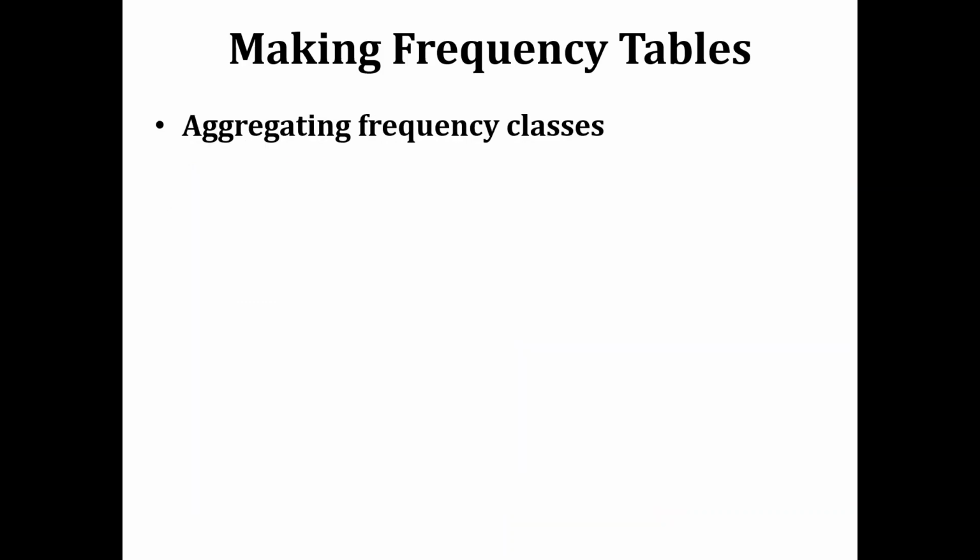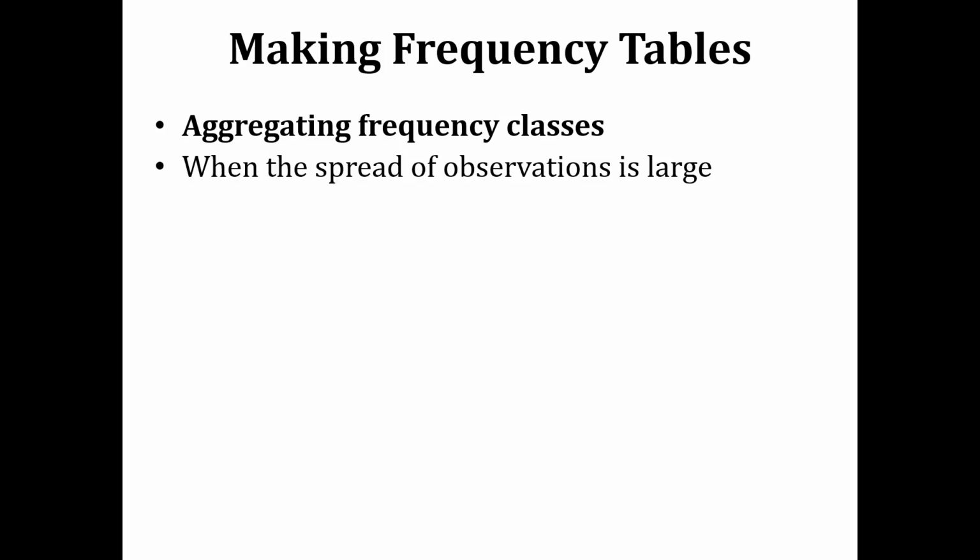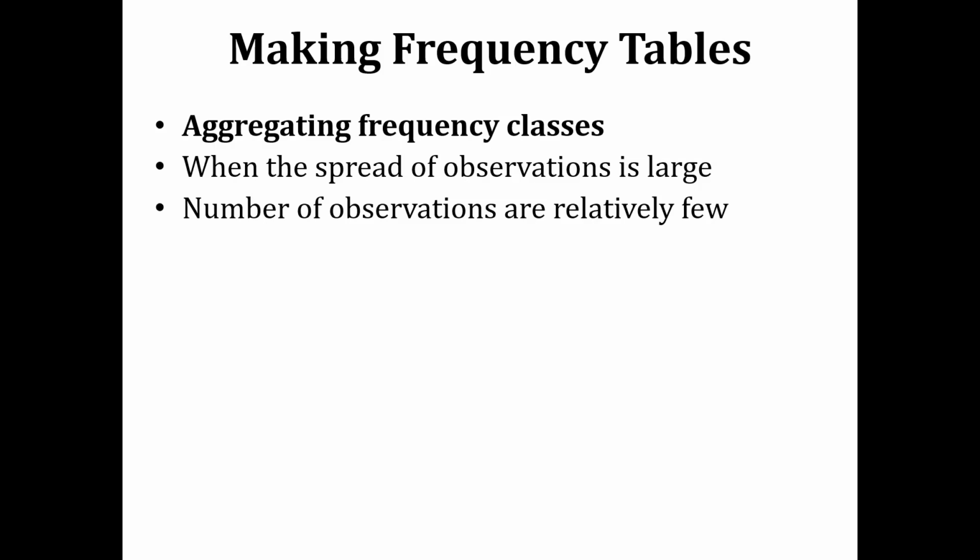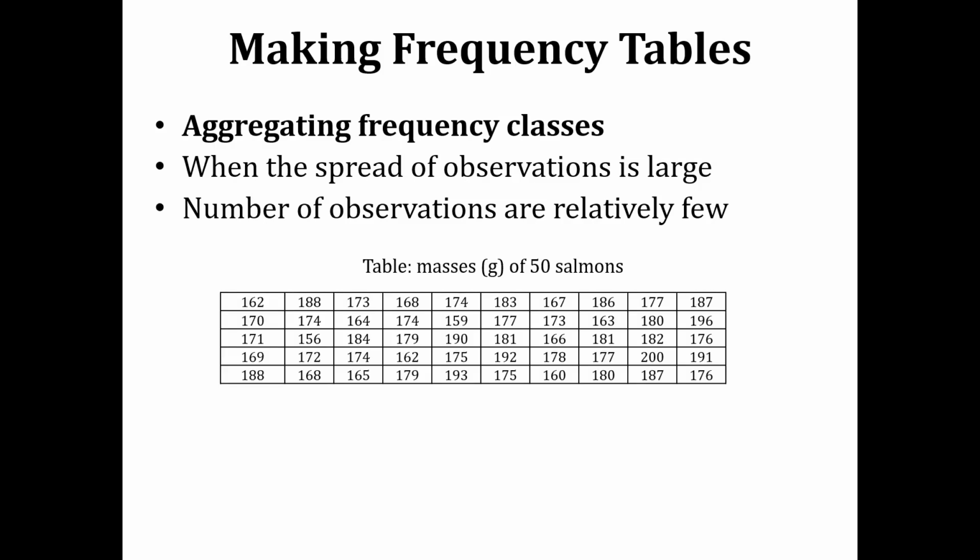All right, so the next concept that we are going to discuss today is aggregating the frequency classes. As we have just seen, we made the frequency table and we grouped the frequency classes and presented them in the form of a frequency table. But what is meant by aggregating the frequency classes? We have to do this when the spread of observations is large and the number of observations is relatively few. As we can see here, these are the observations about the masses of salmons, and these are 50 observations, right? So these are the masses of 50 salmons, and this is the raw data that we have.